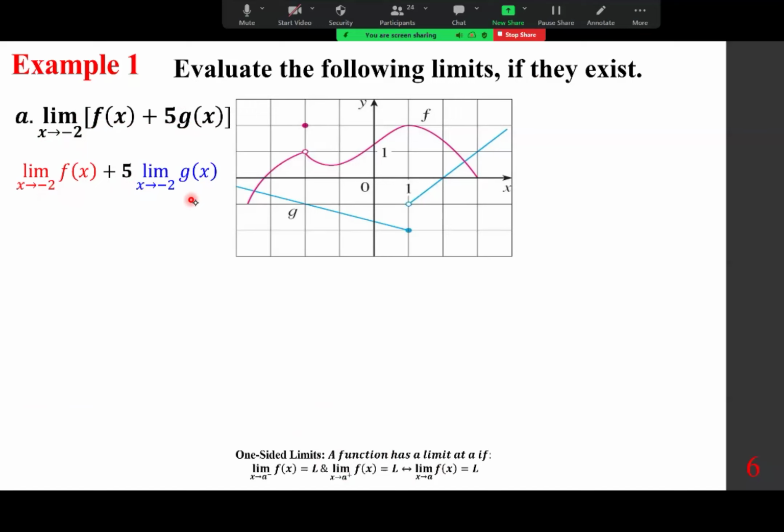So we look at each piece. We are interested in the limit of f of x as x approaches minus 2, the red function. And here's number negative 2. This is negative 1. This is negative 2. So from the left side and from the right side of number negative 2. Here's the left side, we are moving towards this point. Here's the right side, we are moving towards the same point, which has the y coordinate 1. So the limit of f of x as x approaches negative 2 is 1.